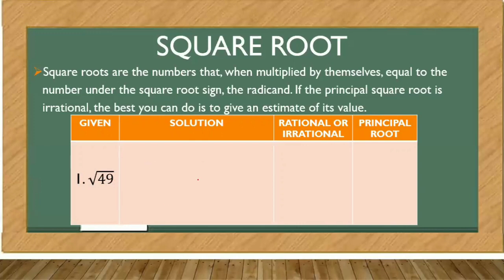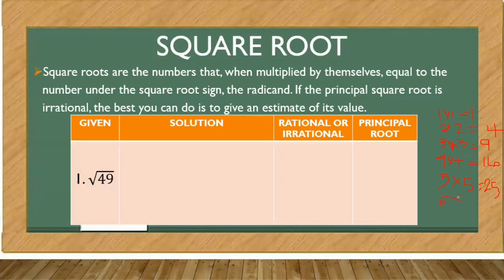So 1 times 1, 1. 2 times 2, multiply sa sarili nila, di ba? 4. 3 times 3, 9. 4 times 4, 16. Ayan po yung mga merong perfect square. 1, 4, 9, 16. Then 5. Kasi pag pinag-multiply natin sa sarili nila, yan yung magiging sagot. 5 times 5, 25.